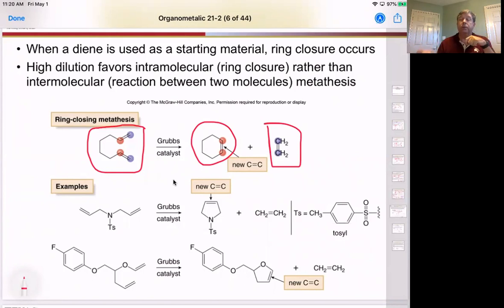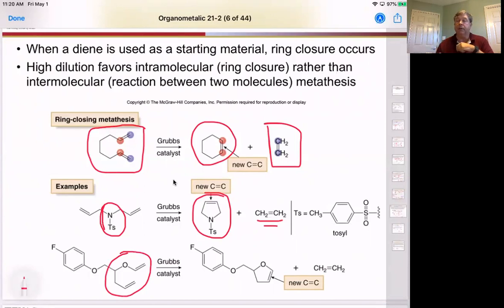We can also do it with a symmetrical or unsymmetrical heteroatom in the middle. In this case, we can close the ring, generating a 5-membered ring with a double bond and extruding out ethylene. Or we can even make a 5-membered ring here by having an unsymmetrical system. But again, it has two terminal double bonds, extruding out ethylene and giving us our 5-membered unsymmetrical alkene.